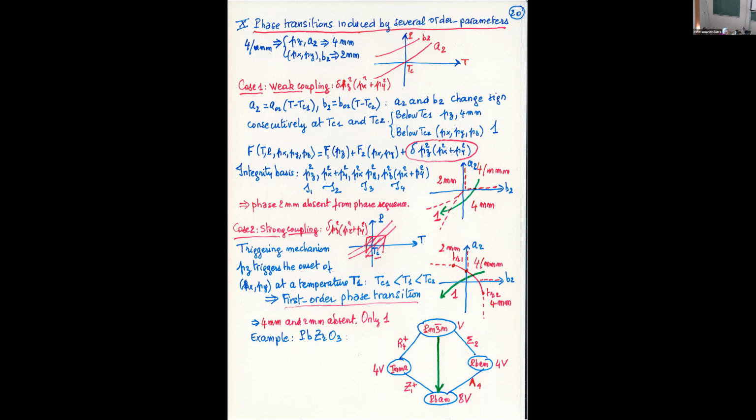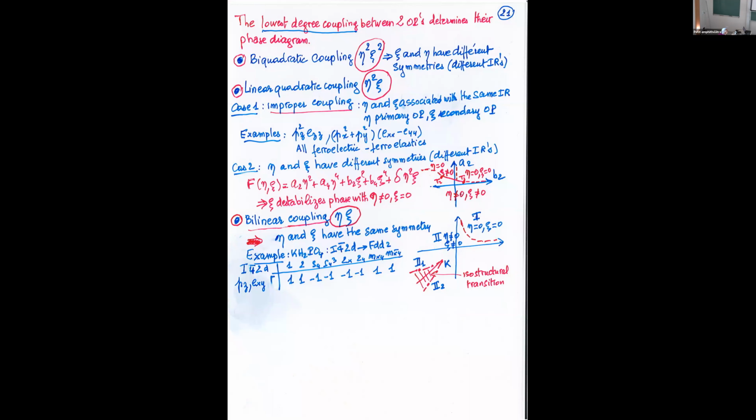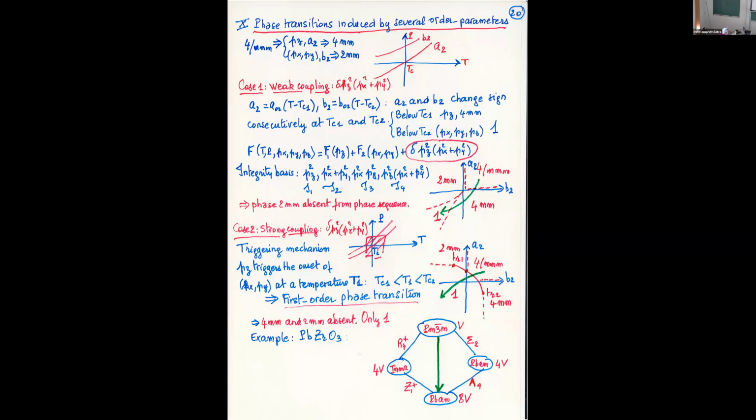For example, here, PbZrO3, it's a well-known material for different reasons. And you see, you can decompose. It should go to IMMA to P2, but in reality, it goes directly to PBAM without passing by this. You have a strong coupling between these two, let's say, irreducible representations.